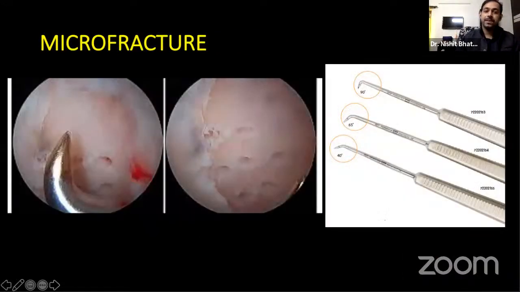The third type of reparative technique that we do is a microfracture. Microfracture is something which is similar to drilling, except that we don't use a K-wire in this. We have a microfracture awl, which comes in different sizes and different angles. And we can just hammer the tip of this awl into the bone and create holes into the subchondral bone as we had done with drilling. And this again initiates healing by allowing stem cells to come into the defect.